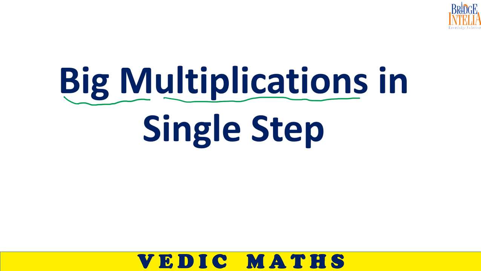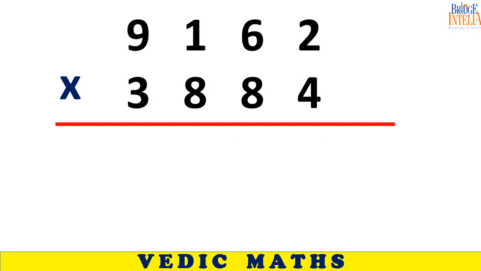Now what do we mean by big multiplication? A 4 into 4 digit kind of multiplication, 5878 multiplied by 6042. You can see here, this is what we mean by a big multiplication. This is a 4 digit into 4 digit multiplication: 4 digits in the first number, 4 digits in the second number. So we can say this is a 4 into 4 multiplication. So this is a big multiplication.